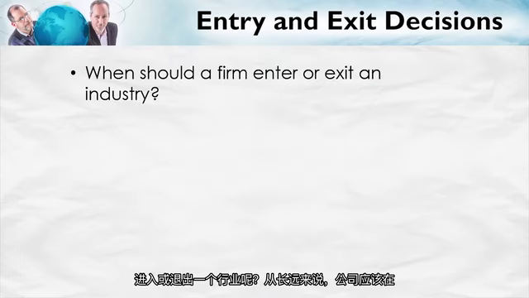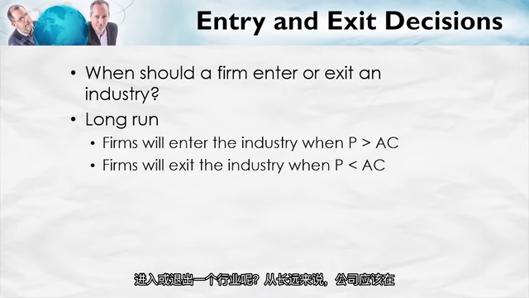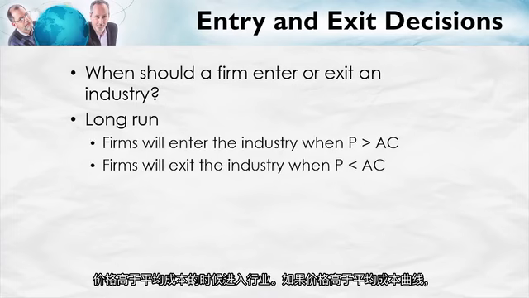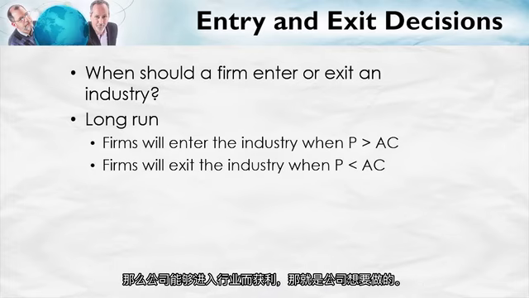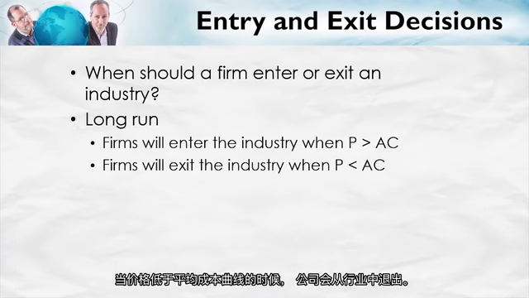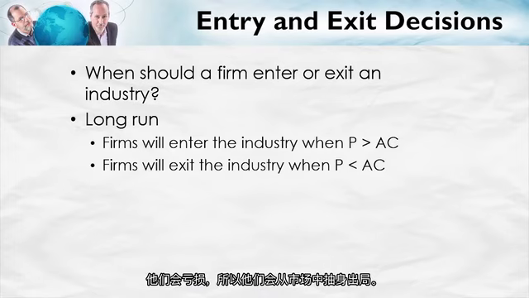So when should a firm enter or exit an industry? In the long run, the firms will enter when price is above average cost. If price is somewhere above the average cost curve, then the firm can make a profit by entering, and that's what firms want to do. They want to find profit, so they will want to enter wherever a profit is possible. Firms will exit the industry when the price is below the average cost curve. Then they're going to be taking a loss, and they're going to want to exit.